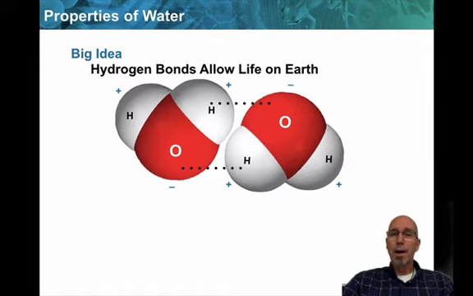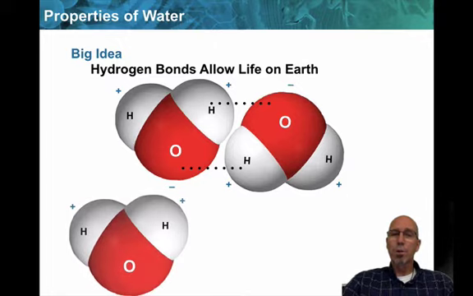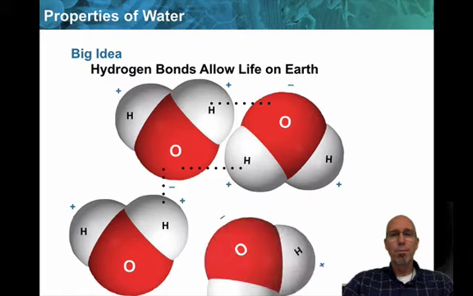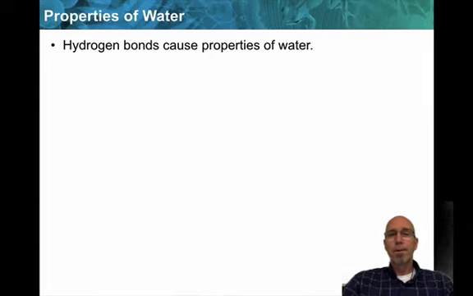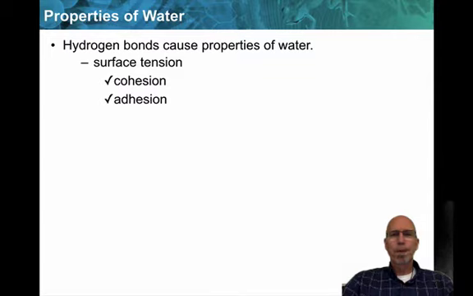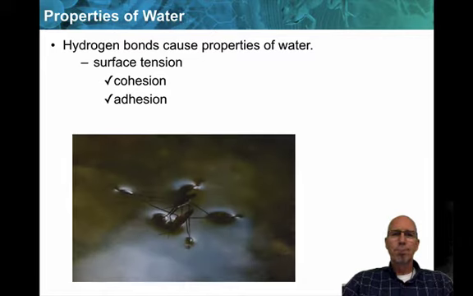So the hydrogen bond is the connection between water molecules. They always orient themselves, and you saw this with the models, hydrogen to oxygen, oxygen to hydrogen. And it causes those properties of water. So surface tension. The surface tension aspect has two important components: cohesion and adhesion. So here's a water strider, a small insect. Why doesn't it sink?